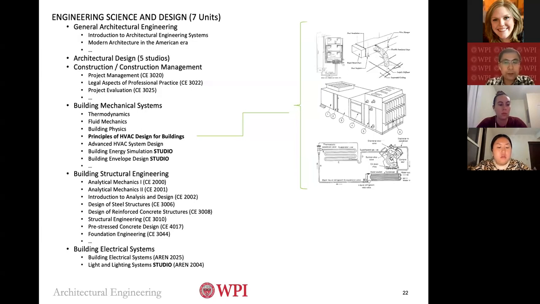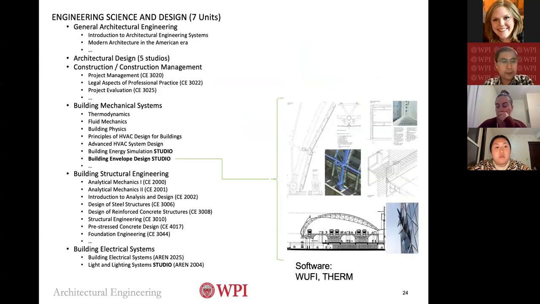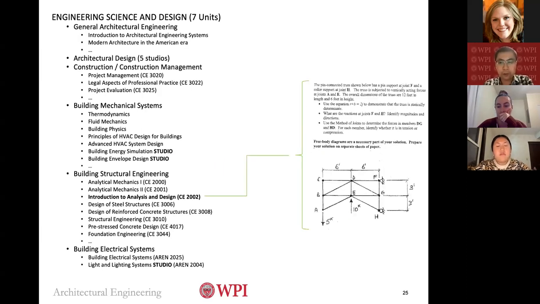So this is just to show this again, for building mechanical systems, including HVAC system design, and the building energy simulation studio mainly simulates the energy performance of the design and what the final carbon footprint of the building would be. And the envelope design studio looks at the thermal performance and the construction of the envelope, and also facade design.